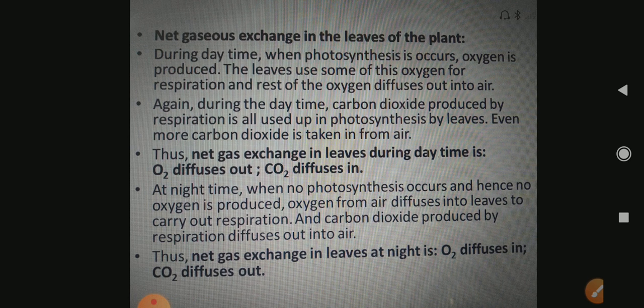During the daytime, when photosynthesis occurs, oxygen is produced. We all know that due to photosynthesis, CO2 is used and oxygen is produced. The leaf uses some of the oxygen for respiration, and the rest of the oxygen is diffused into the atmosphere.